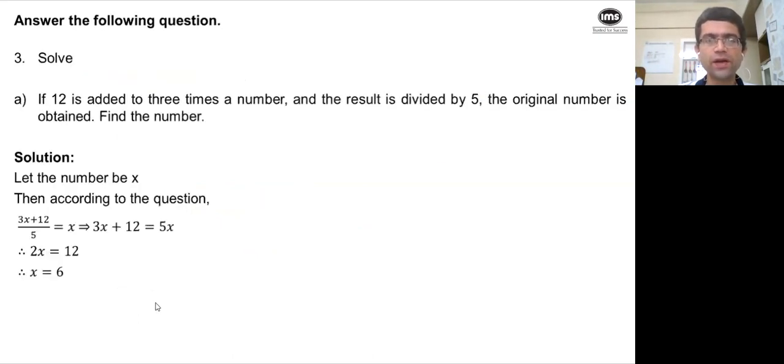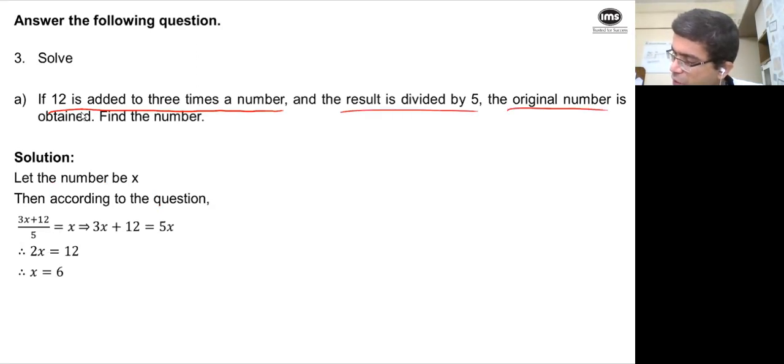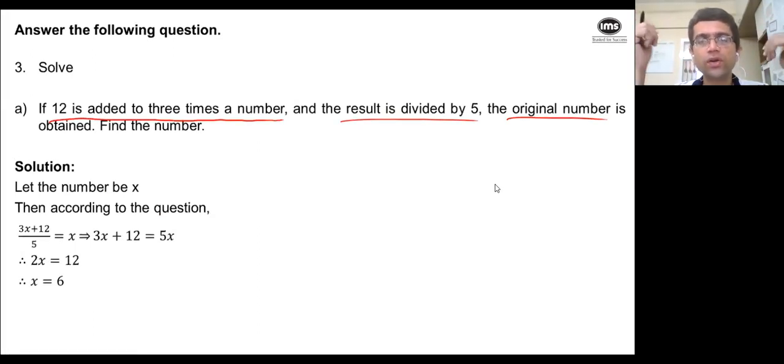If 12 is added to 3 times a number, and the result is divided by 5, the original number is obtained. Now, while the solution is step by step visible to you, let's logically go through how to convert English into maths. This is first of all English into maths.